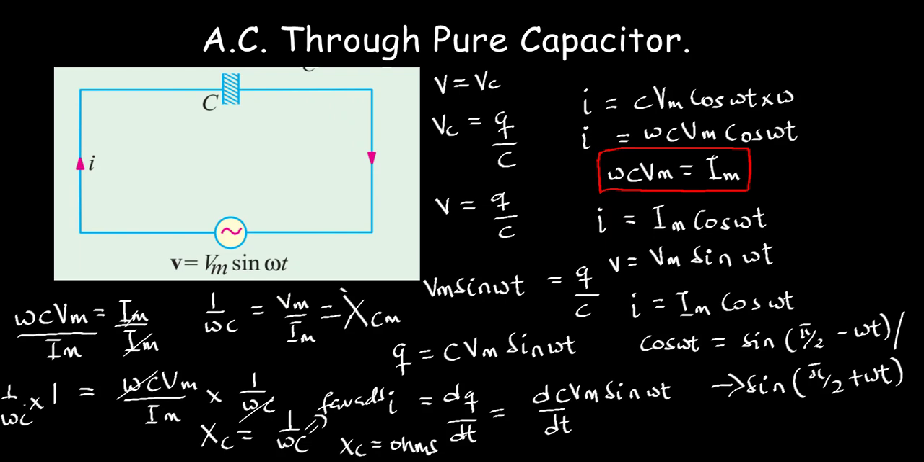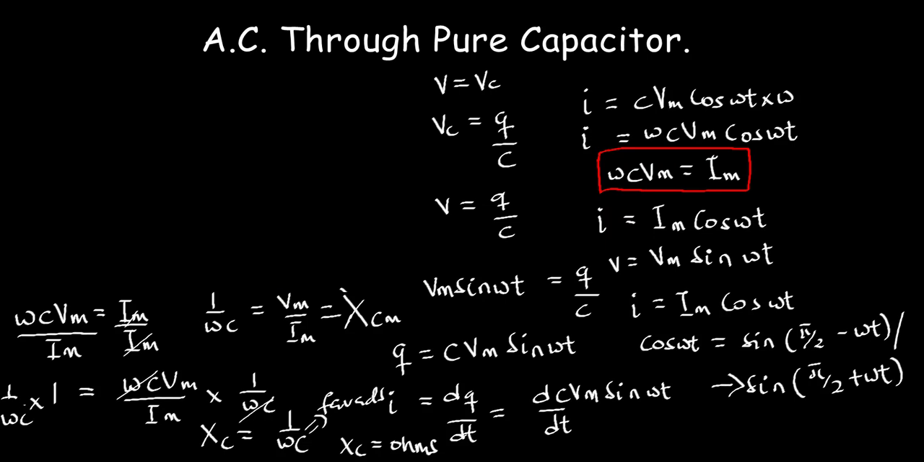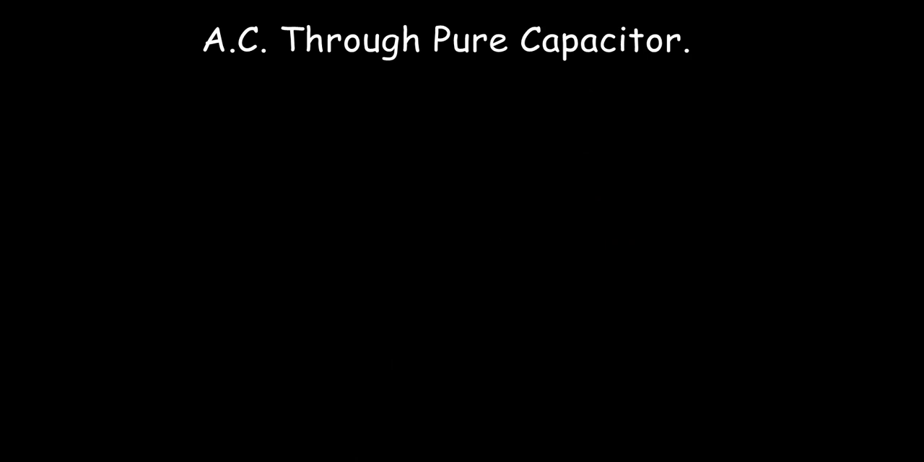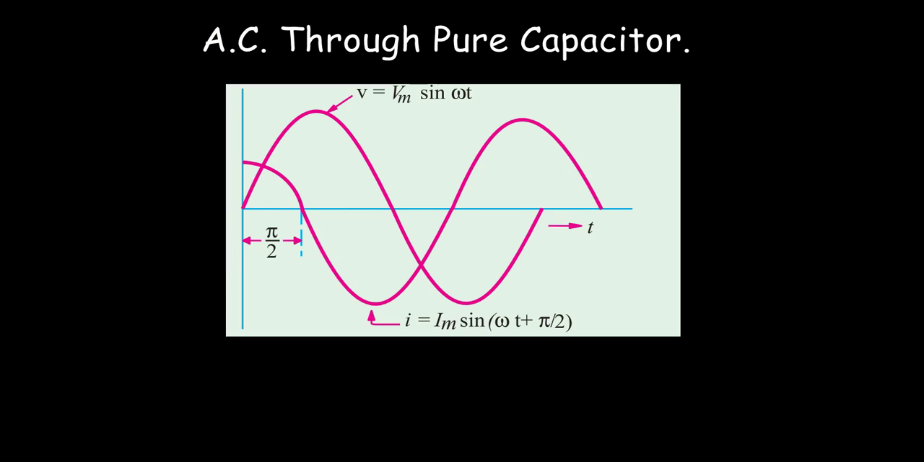So let's look at this diagram, which will actually tell us the phase relation between current and voltage in this circuit. I have this figure here, and from this figure we have this to be the voltage wave and this one to be the current wave. So from this figure, you can see that the current wave leads the voltage wave by pi on 2. So this tells us the phase relation between voltage and current in a pure capacitor circuit.